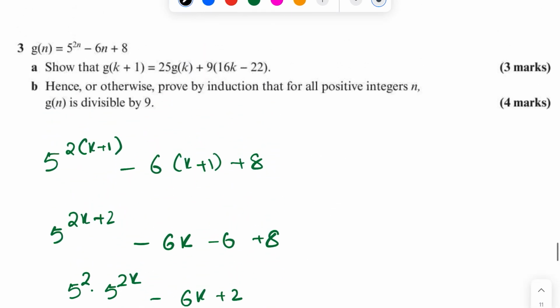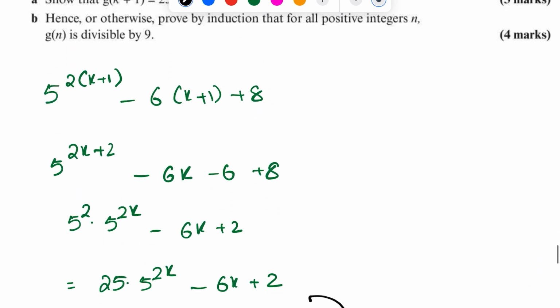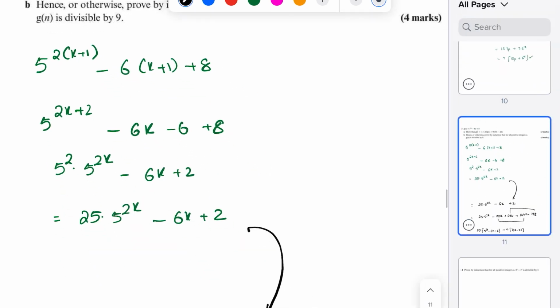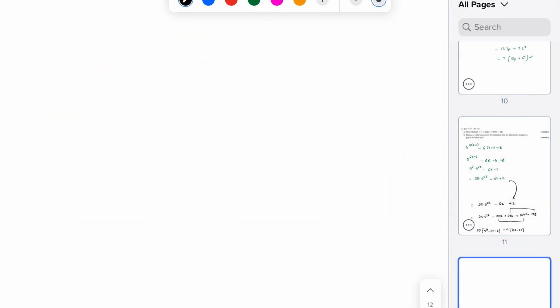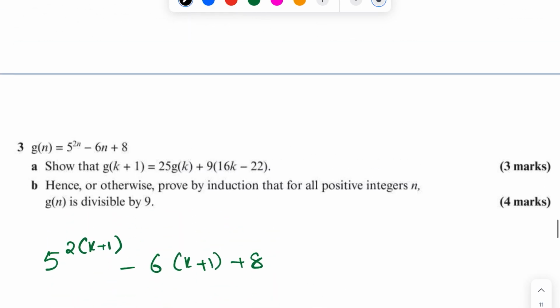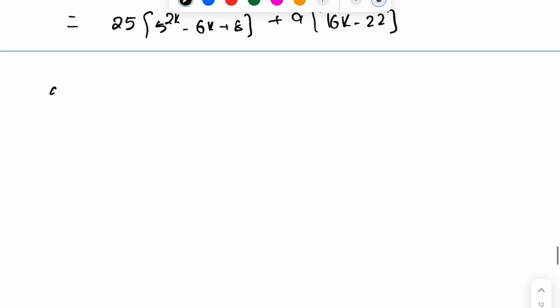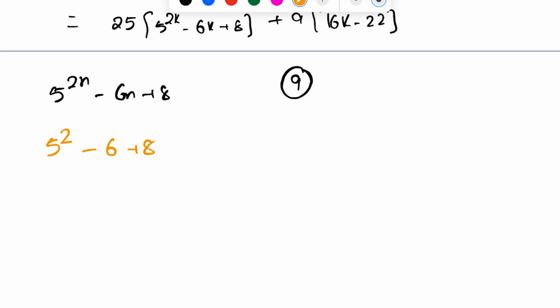How should I prove it? Hence or otherwise, prove that it is divisible by 9. So what was the question? 5 power 2n minus 6n plus 8 is divisible by 9. Let n equal to 1. 5 power 2 minus 6 plus 8. 25 minus 6 plus 8, which is 25 minus 6 is 19, 19 plus 8 is 27, which is 9 times 3. It is divisible by 9.